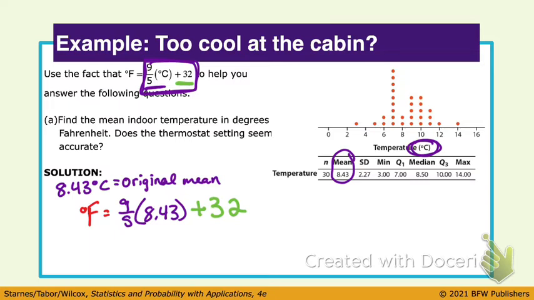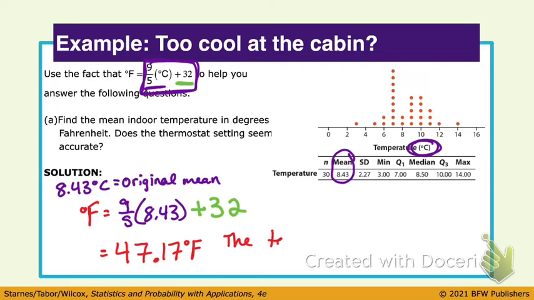And when I put that data into the formula and do the calculation, I find that on average, the temperature in the cabin is 47.17 degrees Fahrenheit. Now, he needs it to be at 50 degrees Fahrenheit in order for the pipes to not burst. So it seems that the thermostat is not keeping the cabin warm enough.